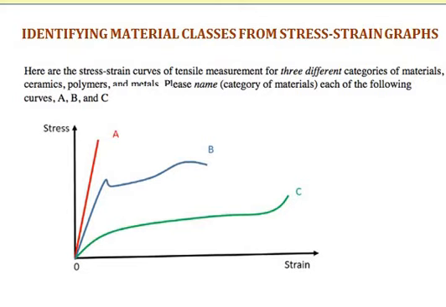We're going to try and identify different material classes from a stress-strain graph plot. The question says, here are the stress-strain curves of tensile measurements of three different categories of materials: ceramics, polymers, and metals. Please name the category of material for each of the following curves A, B, and C. So we are supposed to determine which class of material A belongs to, which class B belongs to, as well as the class or category that C belongs to.